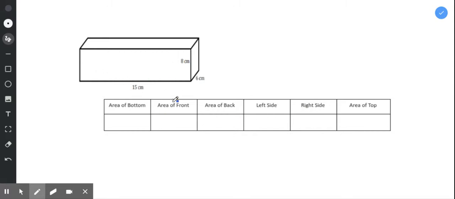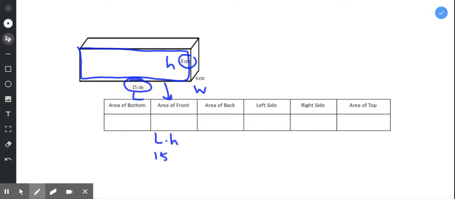I'm going to start with the front. If this is my front, I'm going to label this as my length, my width, and my height. My front, I'm going to have to multiply my length times, in this case, my height, which is 15 times 8, and that would give me 120.